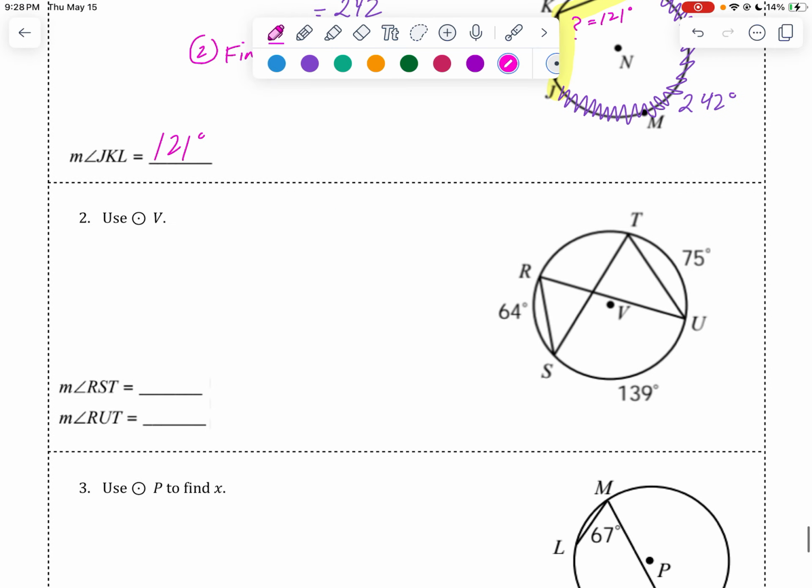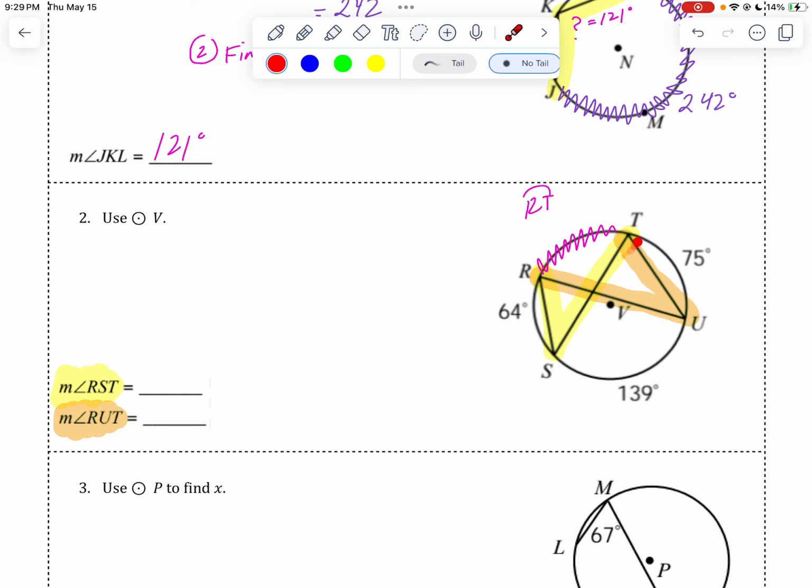Example 2. I'm going to take my colors and start highlighting. So I'm going to highlight angle RST. Here's angle RST. And I'm going to take my second color and highlight the measurement of angle RUT. What do we notice about these two angles? What arc do they have in common? We see that they both share arc RT. Okay, so same exact process. I know that a full circle is equal to 360 degrees.